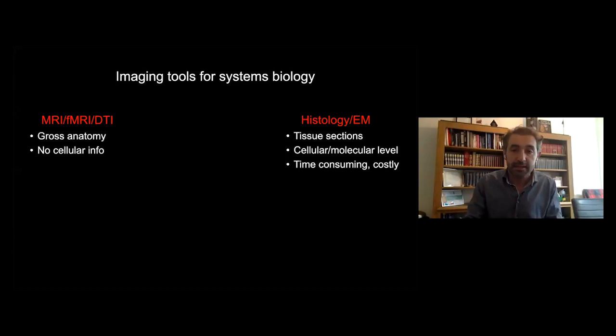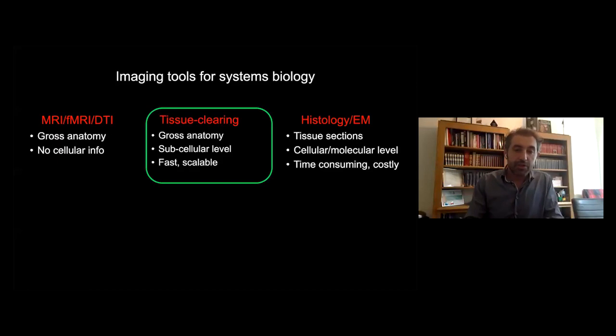If we want to study cells and molecules, we can do serial histology, serial EM, but the problem there, we cannot scale this up to a whole organ or a whole organism. So the technologies that we have been developing actually combine these two. We have tissue clearing technologies where we can now see gross anatomy at subcellular details in a fast and scalable way. So what is tissue clearing?